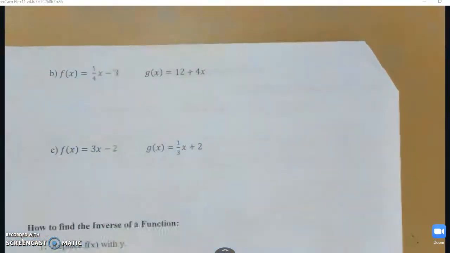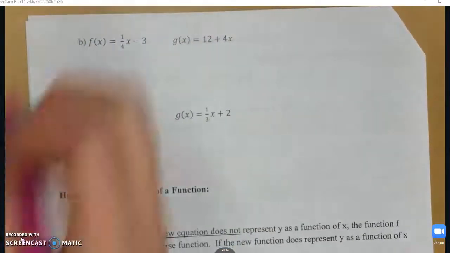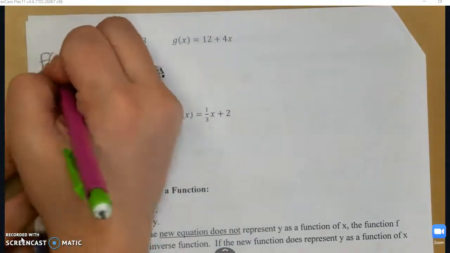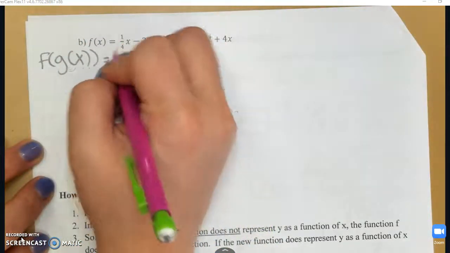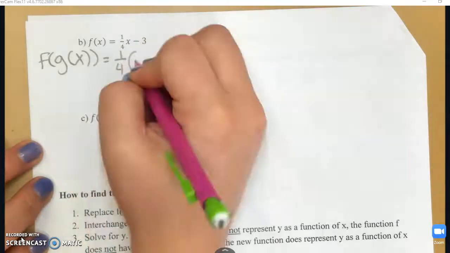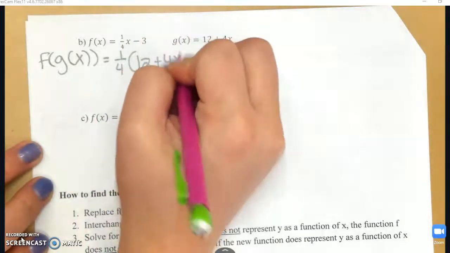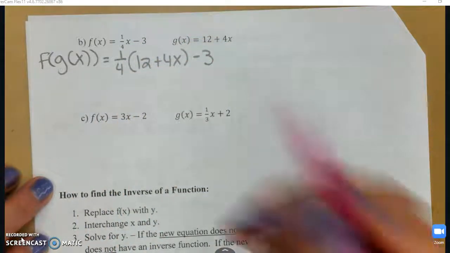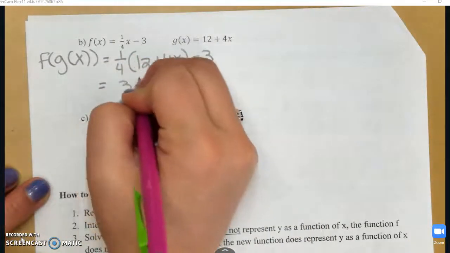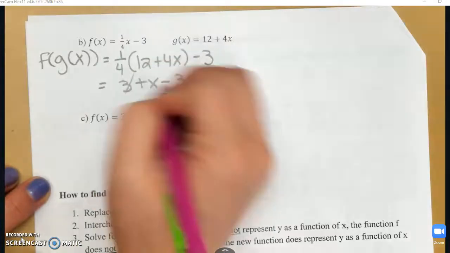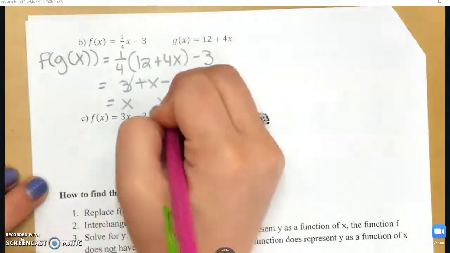Let's look at another problem. B. Two more functions. Let's see if they're inverses. Let's first find f of g, which means I'm going to be plugging in g to my f function. So that's going to be 1/4 times 12 plus 4x minus 3. Again, I'm putting it in parentheses so that I remember to distribute. That's going to get me 3 plus x minus 3. The 3's cancel, and I'm left with x.